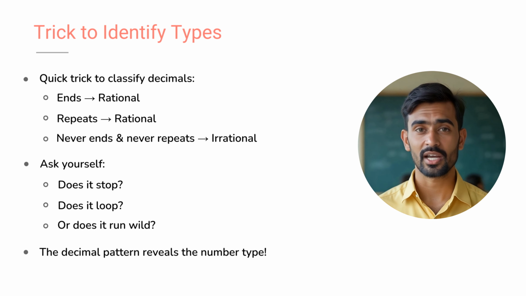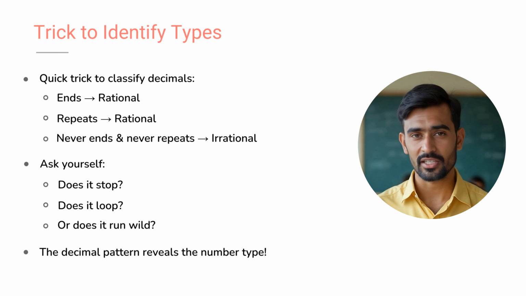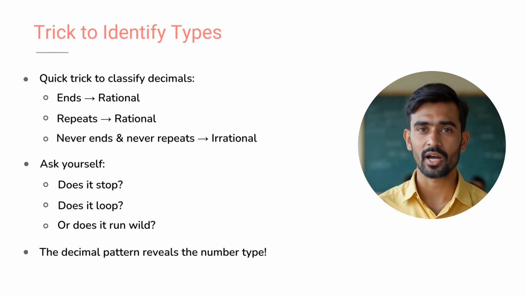Want a quick trick to tell what kind of number you're looking at? Just follow the decimal. If the decimal ends, it's rational. If it repeats, it's still rational. But if it never ends and never repeats, that's your clue, it's irrational. So next time you see a weird-looking decimal, just ask, does it stop? Does it loop? Or does it run wild? Your answer is hiding in the digits.